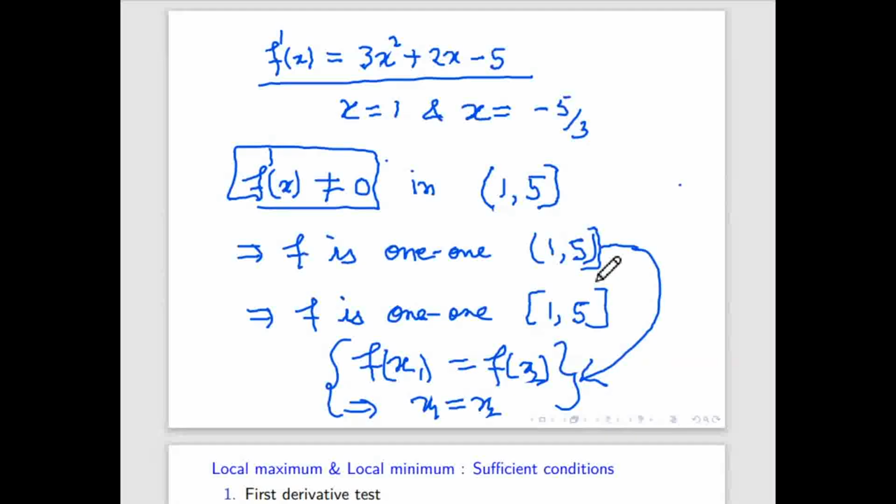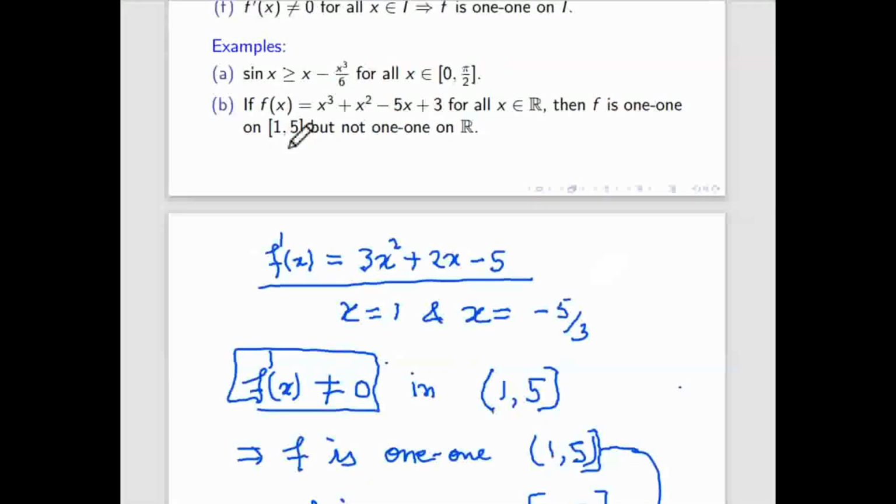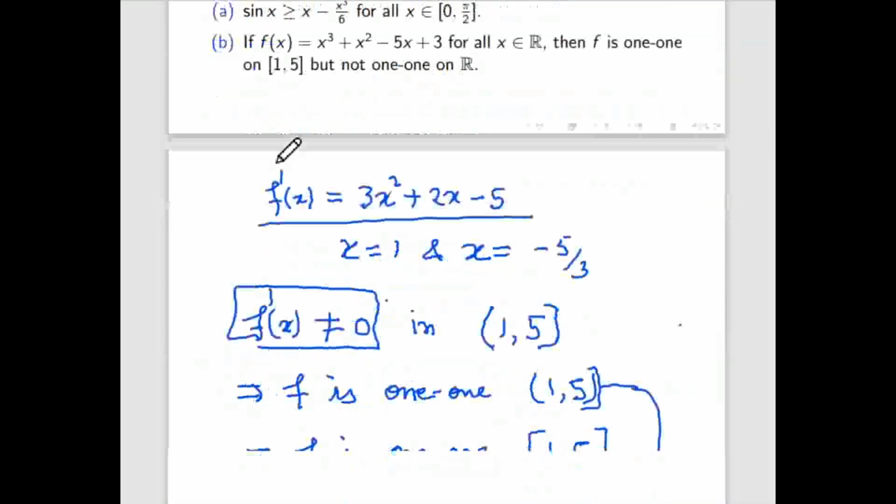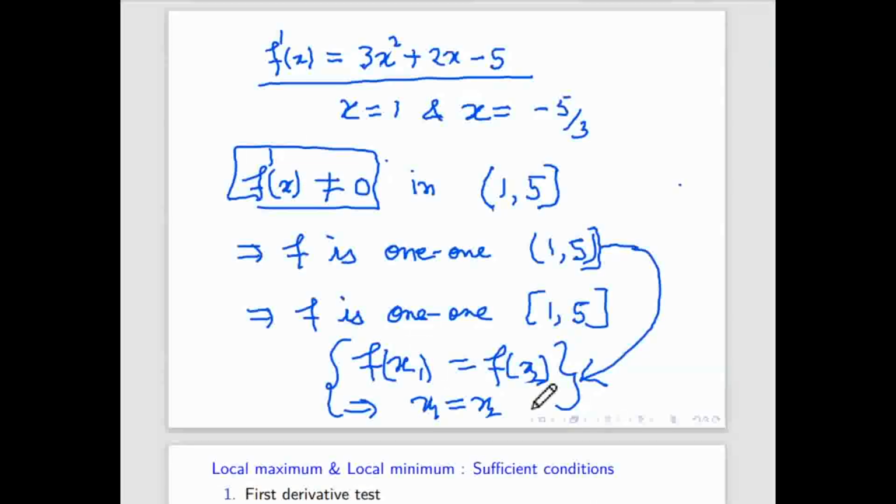Then why will you include the 1? That is our doubt, sir. No, I am not including 1. The question is that you have to check whether in this interval it is 1-1 or not. Whatever interval we take, except minus pi by 3 and 1, it is 1-1. But the question is whether in this closed interval 1 comma 5 it is 1-1 or not. If it is open, it is 1-1, because the derivative is non-zero. At 1, if you add one more point, it will not violate this property, because this property is satisfied for all.